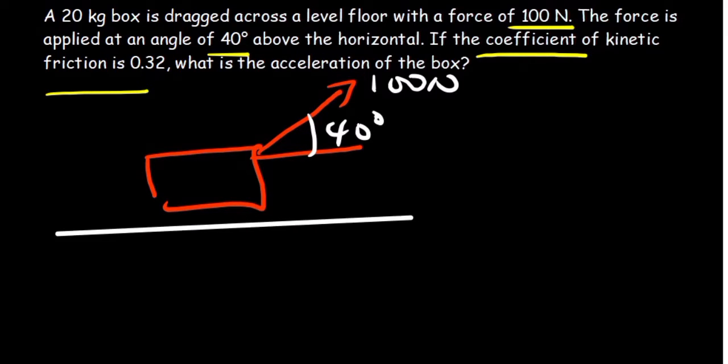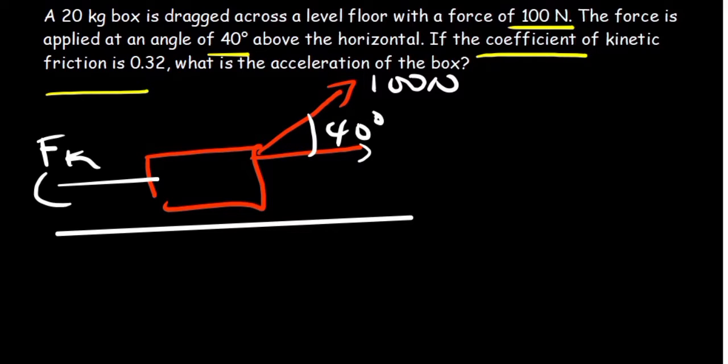That's what we have there. Then what are they saying? So they are saying the force is 100 newtons. The force is applied at an angle of 40 degrees above the horizontal. If the coefficient of kinetic friction is 0.32, so we have friction in this case, which is opposing motion. So what is the acceleration of the box?